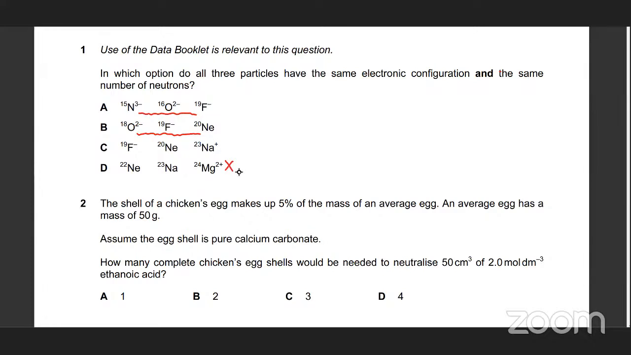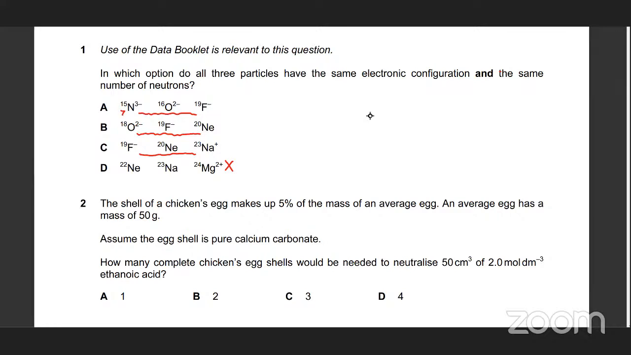And he's also saying it's any one of the first three. Fluorine is -1, that's 10. Sodium is +1, so that's also 10. All of them have 10 electrons. And he's also saying that same number of neutrons. So which one has the same number of neutrons?